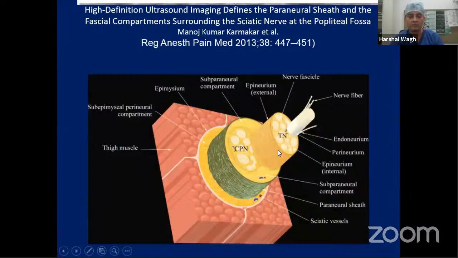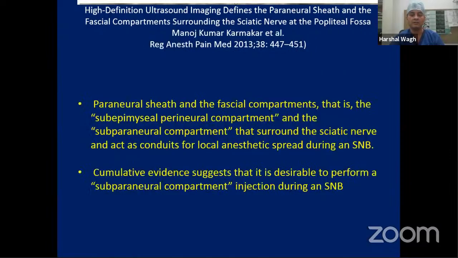Going back, this light green covering is the perineural sheath. The subperineural space is basically in this area here, which acts as a conduit for the local anesthetic injections.